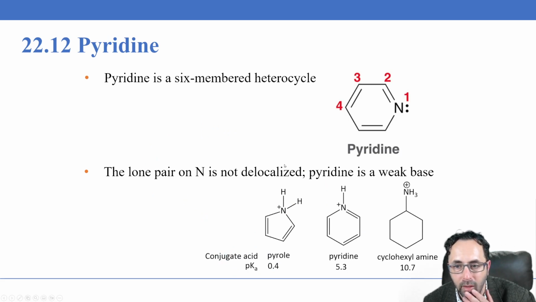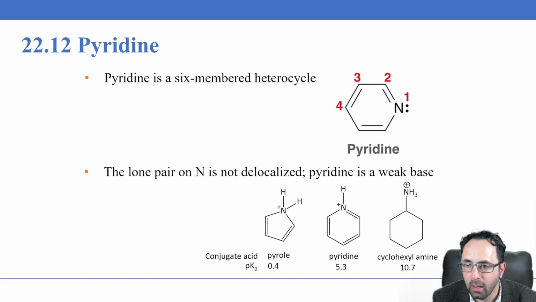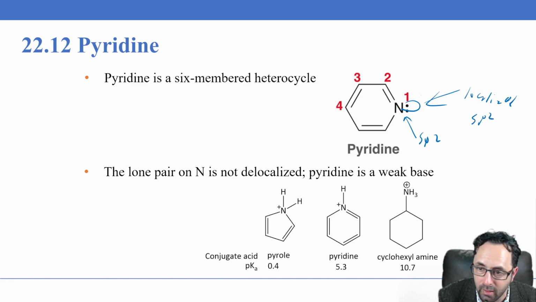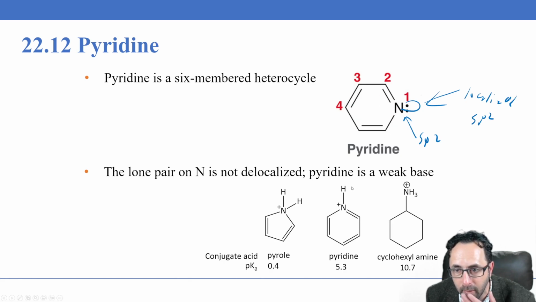Another nitrogen heterocycle is pyridine. Pyridine has a nitrogen atom. Again, notice this lone pair is on a nitrogen that's already involved in a pi bond. Its p orbital is already used up for this. So this is an sp2 hybridized nitrogen with 3 electron groups, and this lone pair is localized, and it's in the sp2 hybridized orbital. It is not in the unhybridized p orbital. Therefore, it is not delocalized around this ring.